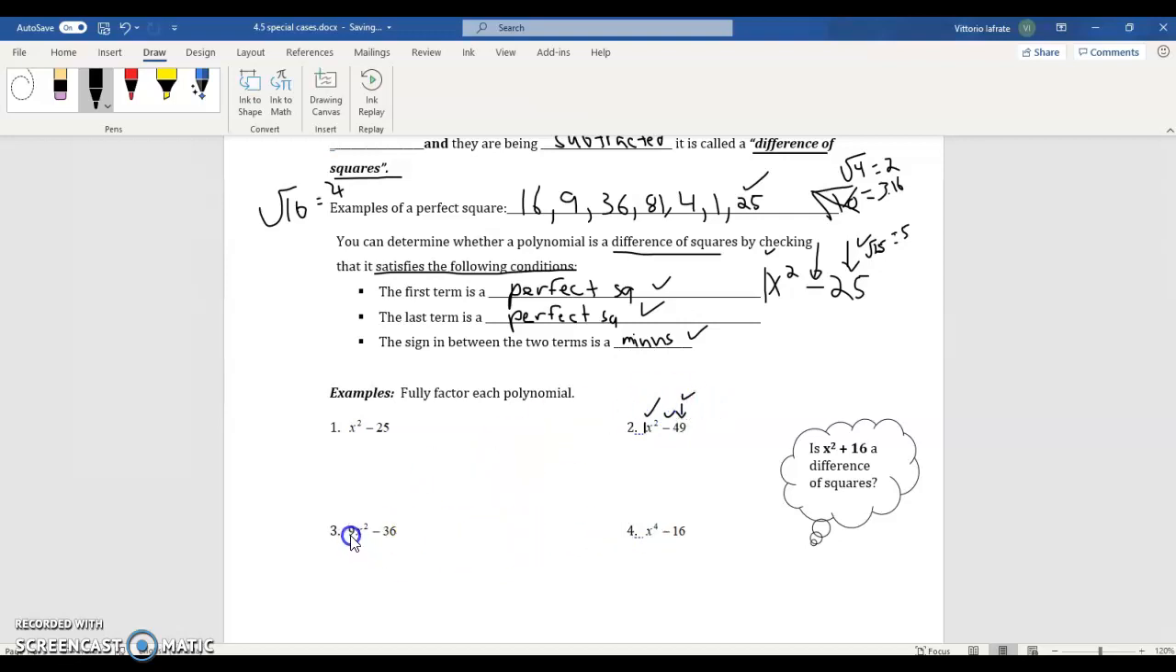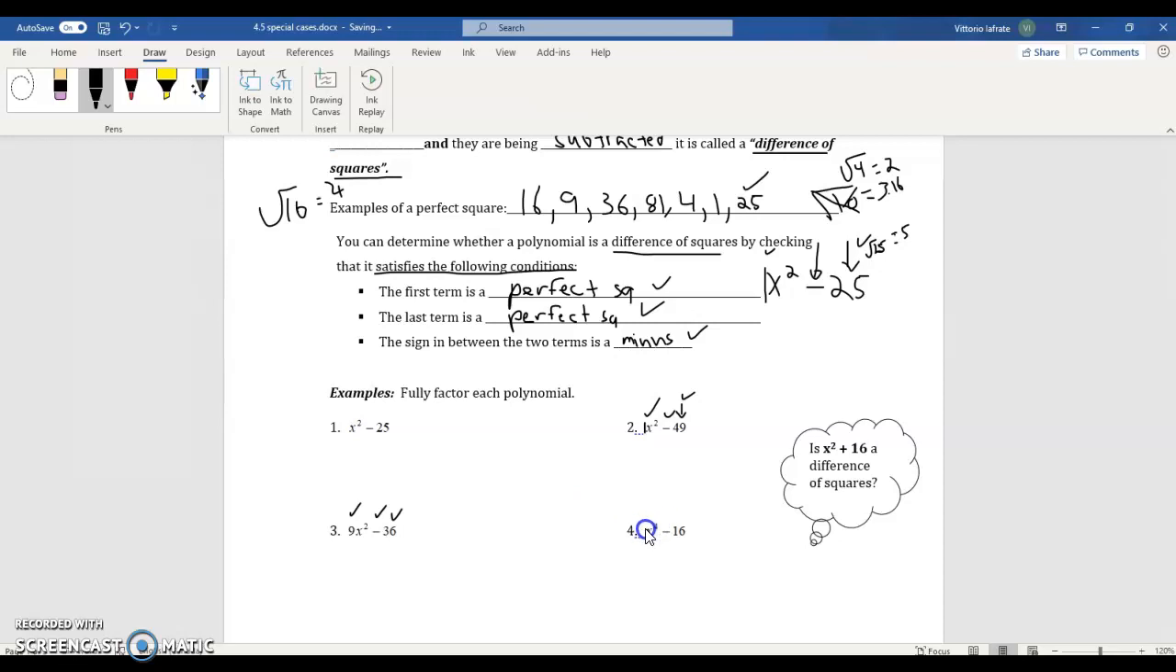If you take a look over here, you have 9x squared minus 36. This 36 here, that's a perfect square. This 9x squared is also a perfect square, because if you take the square root of 9, that's 3, and the square root of x squared is just x, so 3x. That's a whole number there. So we have perfect squares, and a minus, and that means we have a difference of squares.